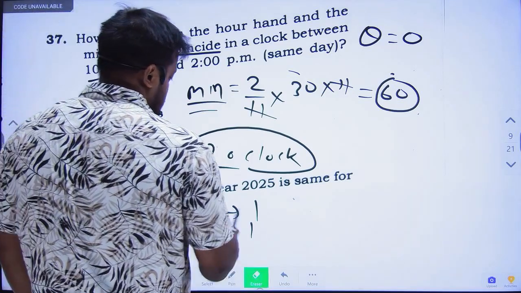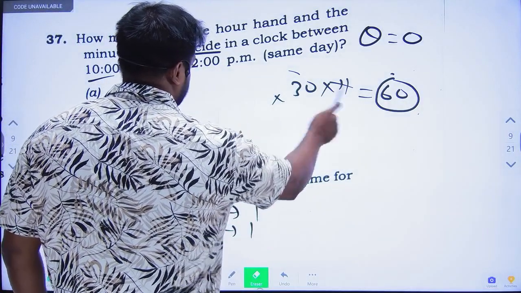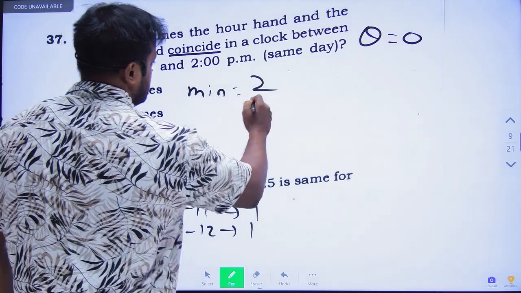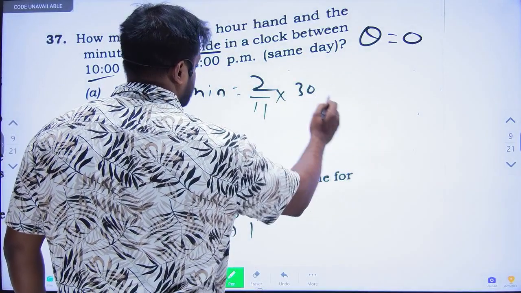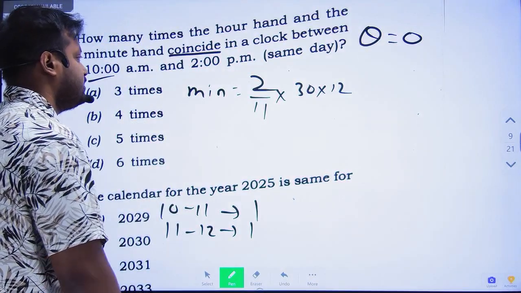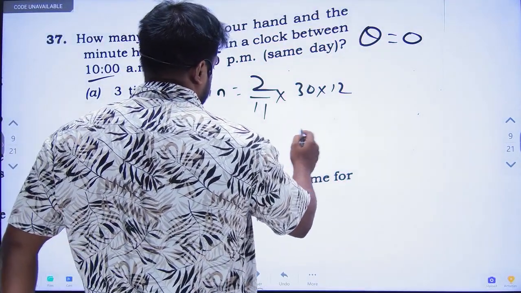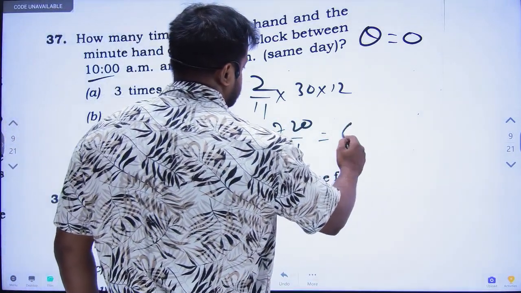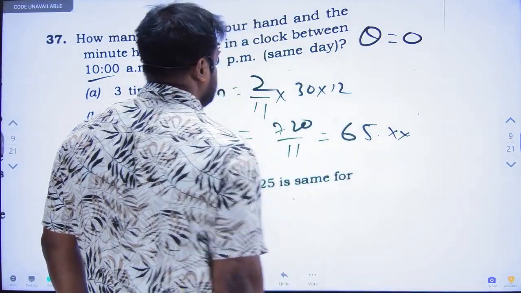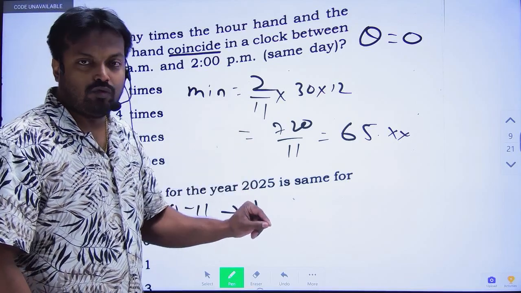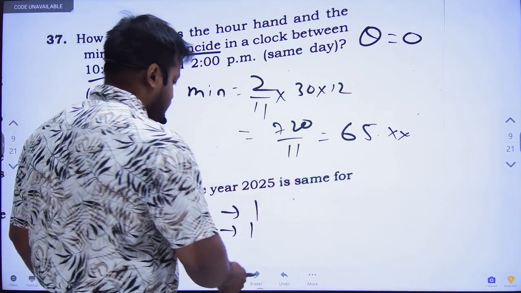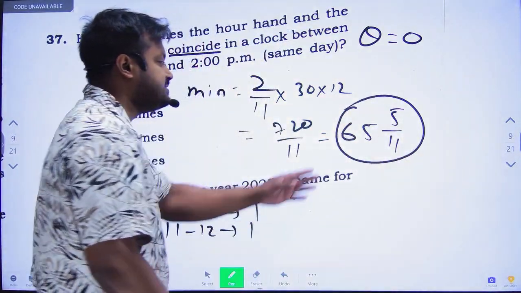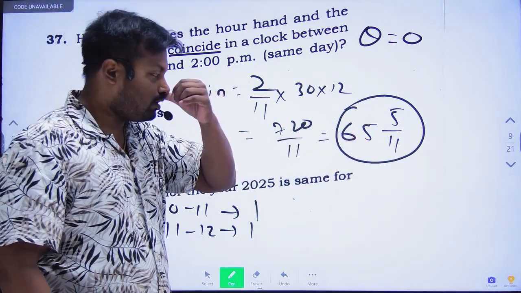Okay. Now after 12, when does that happen? See, minute equal to 2 by 11 into 30 into 2 into 12. So this is 24 into 720 by 11, which is 65 whole 5 by 11. This means from 12 to 1 the coinciding will not happen. The timing is actually 65 whole 5 by 11. After this many minutes, the hands of the clock coincide.